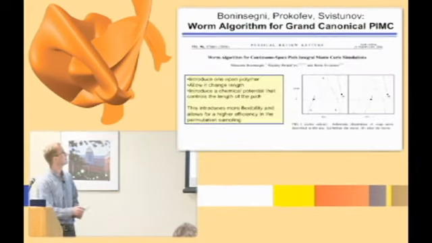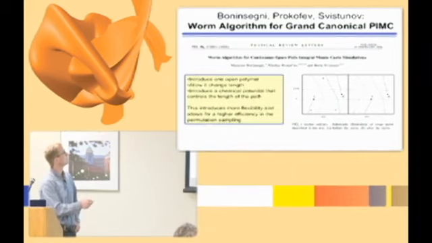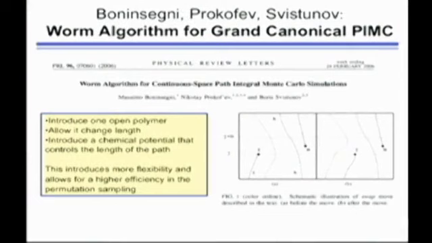So here I'm quoting the worm algorithm for grand canonical PIMC. We're not going to talk about it, but in principle what they did is they had the polymers we just described and allowed for polymers to grow and shrink. And that allowed for more efficient sampling in a dense solid system. So it was a new idea just to make more efficient sampling in that regime where supersolid is possible.